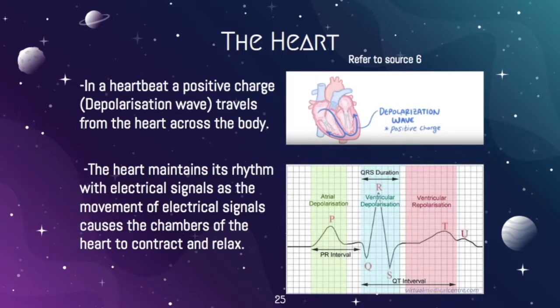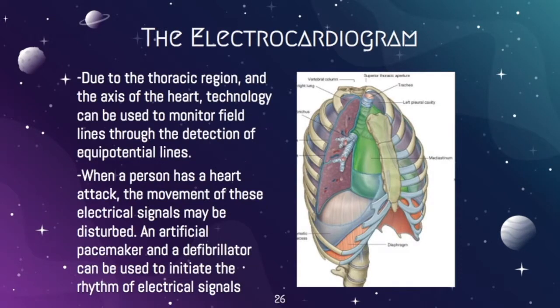The heart maintains its rhythm with electrical signals, as the movement of electrical signals causes the chambers of the heart to either contract or relax. The electrocardiogram. Due to the thoracic region and the axis of the heart, technology can be used to monitor field lines through the detection of equipotential lines.